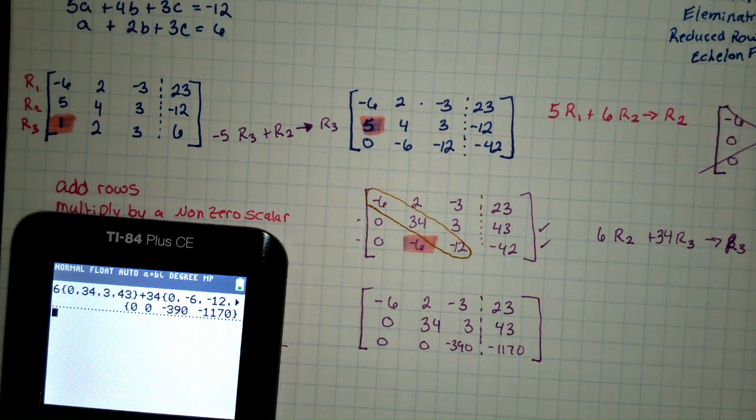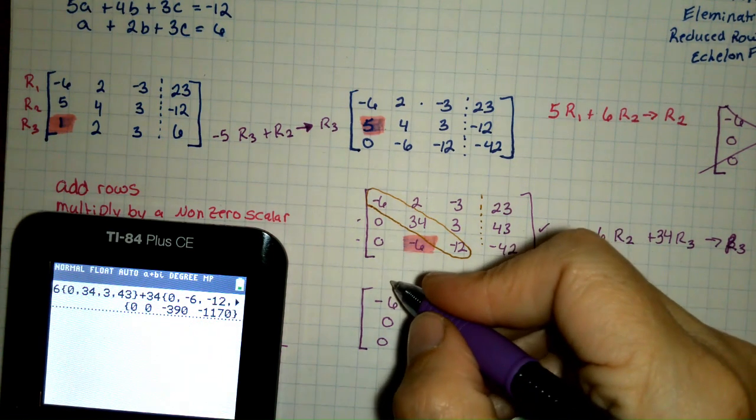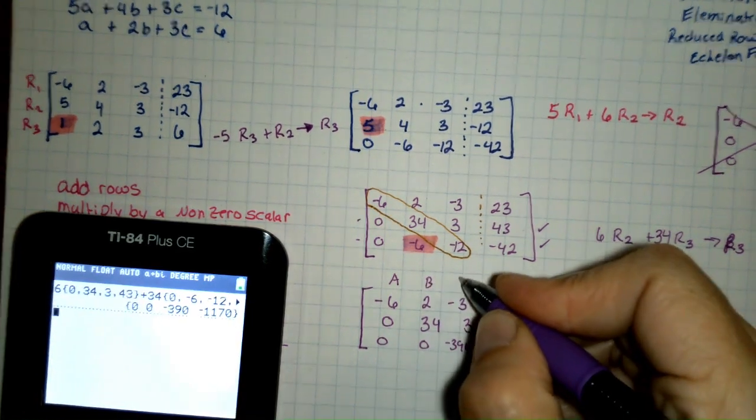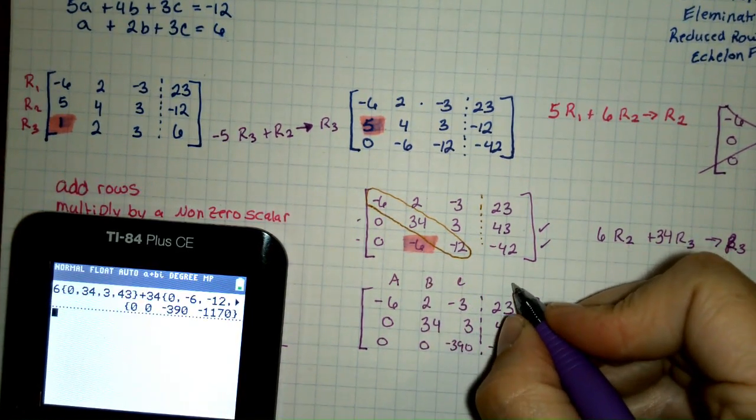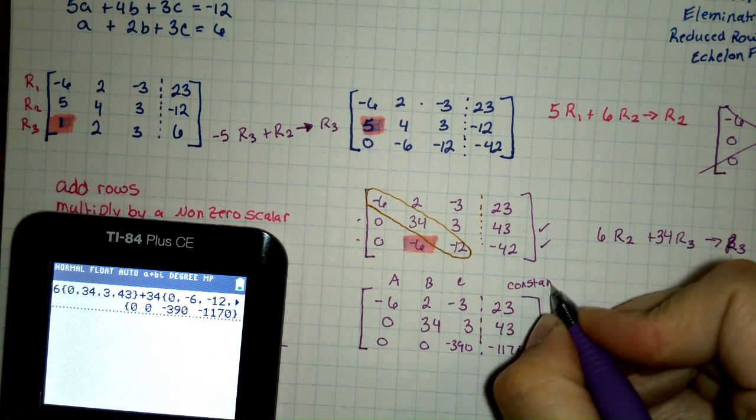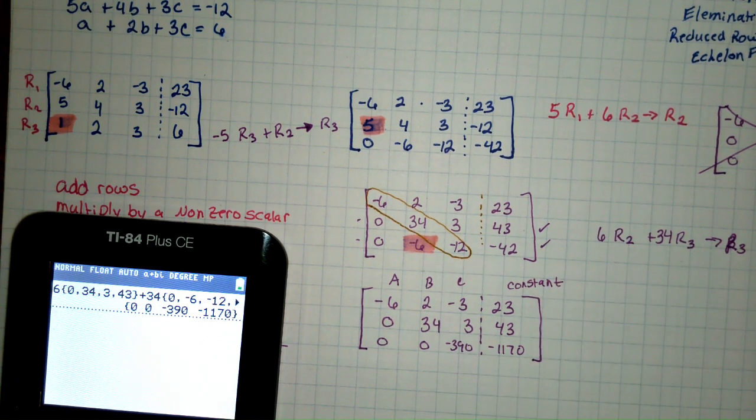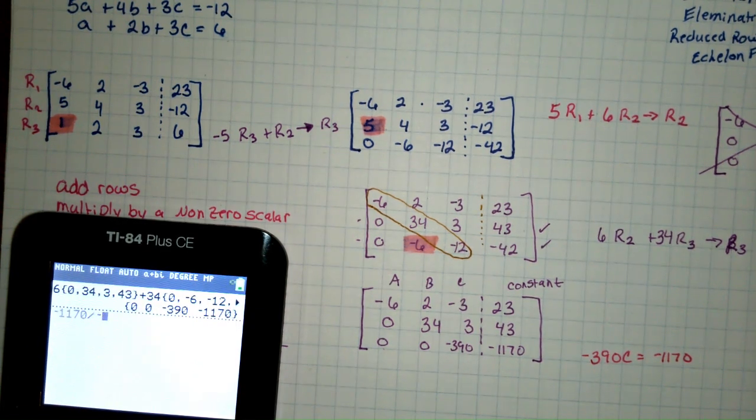And I know you might be thinking, oh my goodness, those are very, very large numbers. And I get that. But remember, this was our A column, this was our B column, this was our C column, and this was our constants. So let's read that bottom line back to us now. That bottom line says no A, no B, negative 390C equals negative 1170. Oh, well, I'm just going to divide. C equals 3.